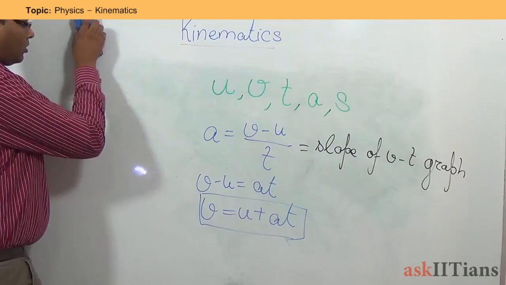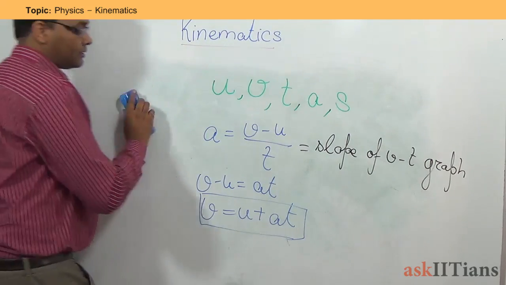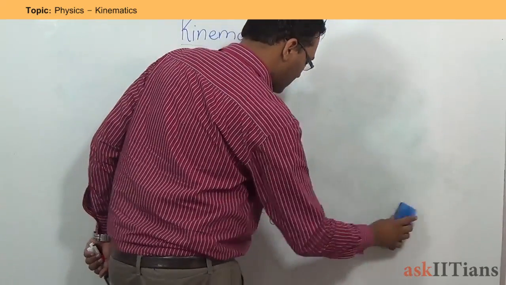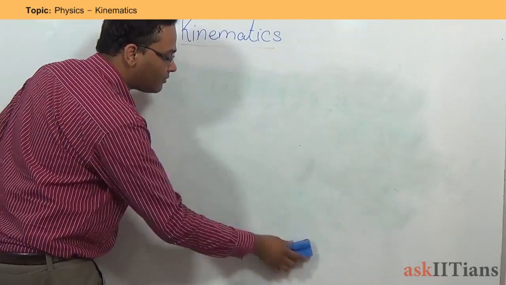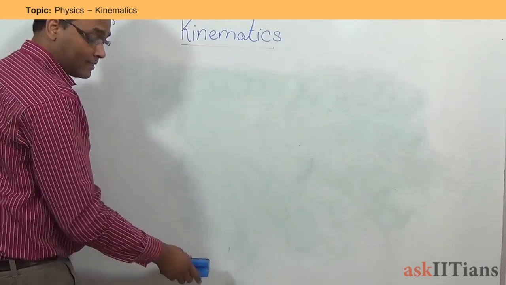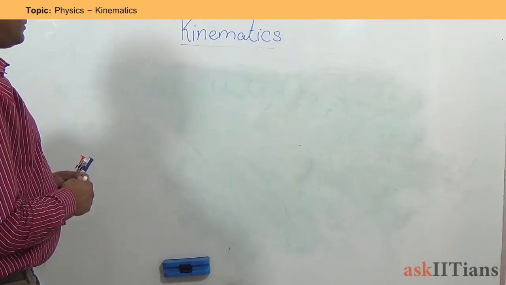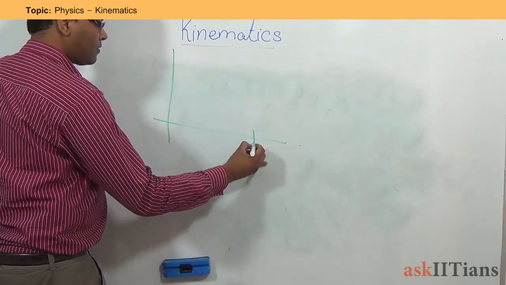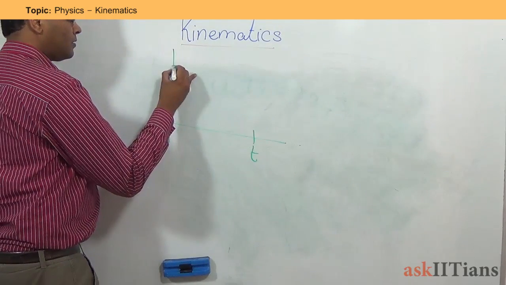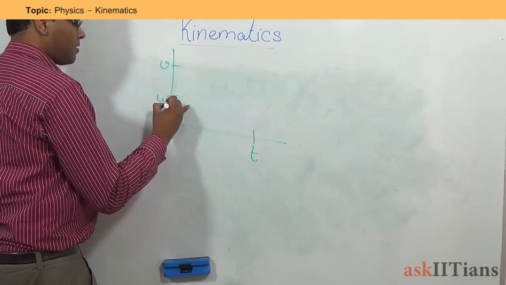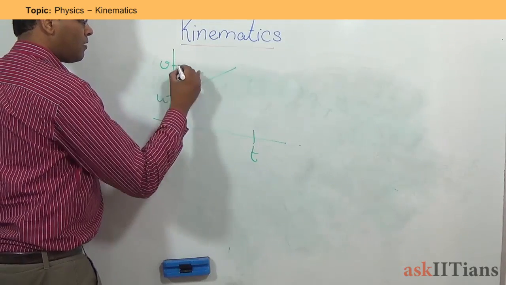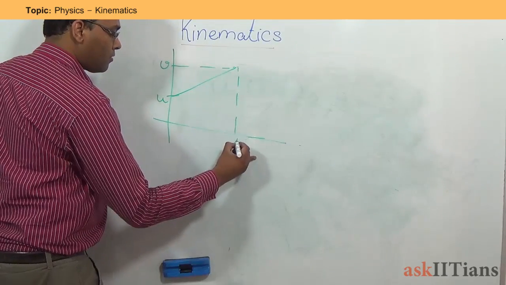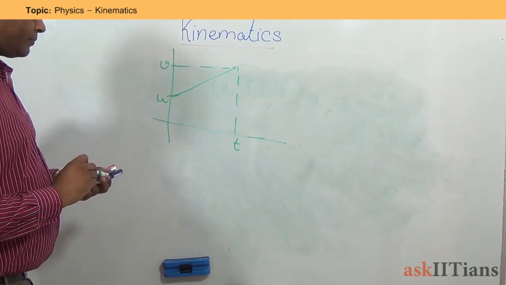I should have erased this. I will be taking the same graph again. Using the same graph, I will now try to find out what exactly the displacement produced is. So let me draw the graph again. Here it is t. This is v. This is u. So this is what we have, right?